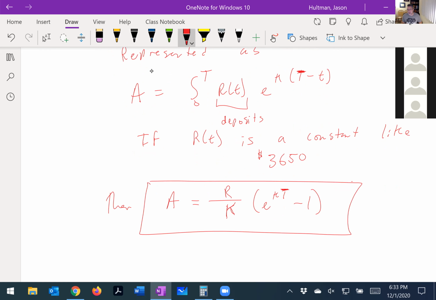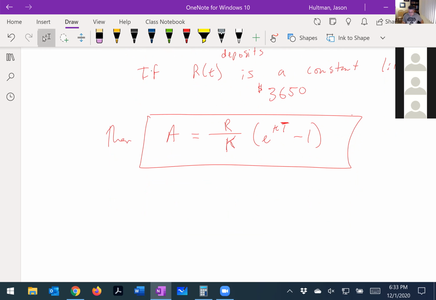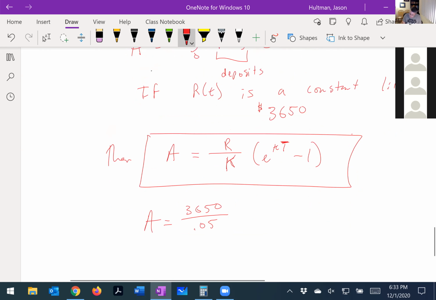Okay, this is for accumulated wealth. When we have continuous deposits, those deposits are coming in continuously. Okay, so let's calculate how much money we would actually make off of this. So in our case, what's R? R is 3,650. What's K? K is our interest rate. Or sorry, it was 0.05. It was at 5%.